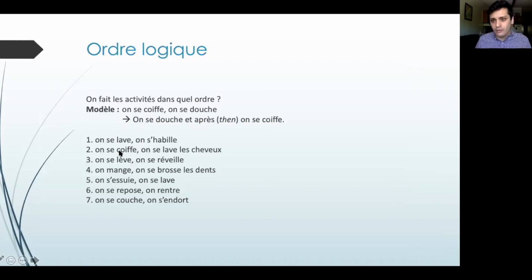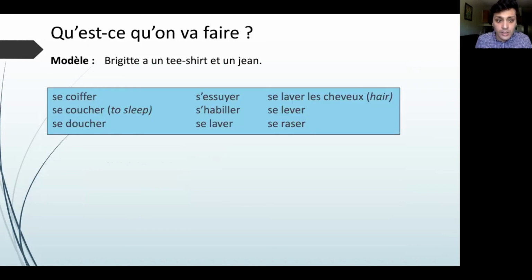So they would just do that for this activity. And that's again just to get them thinking about what's logical and just to get them familiar again with the vocabulary. Again, here we give them the vocabulary.